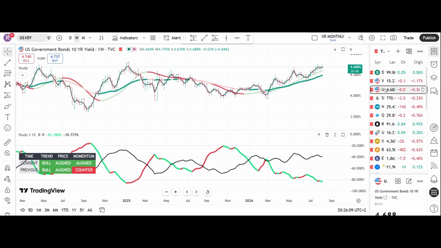Which brings us to the US government bonds 10-year yield. And here we see it is now totally turned to bullish again, with price aligned and momentum aligned. And we can see how we actually go here to this area in the momentum. Lower high, lower high, lower high.